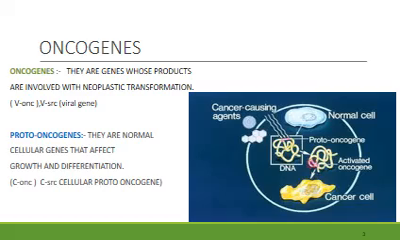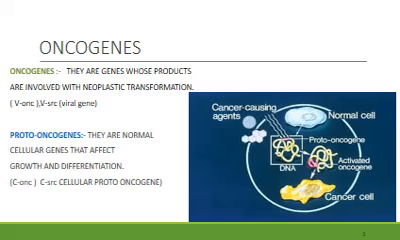So, proto-oncogenes are normal cellular genes that affect growth and differentiation. Since they are cellular, it is represented as C-onc, that is cellular proto-oncogene. So to express the SRC gene, which is a cellular proto-oncogene, you express it as c-SRC.